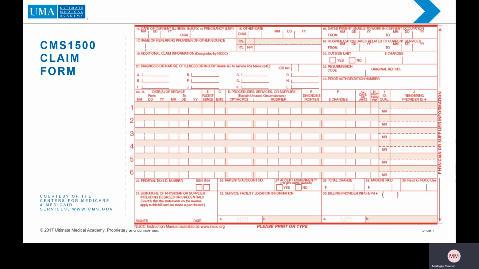Form locator 33 is our last form locator. This is where you would enter the billing provider information and phone number. In 33A, you would have the MPI number. In 33B, you will have the other ID number for, once again, non-MPI number and qualifier.